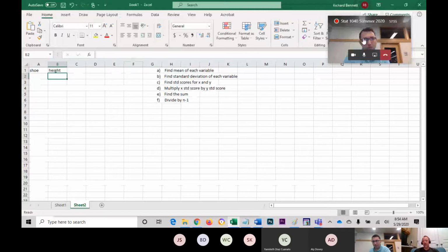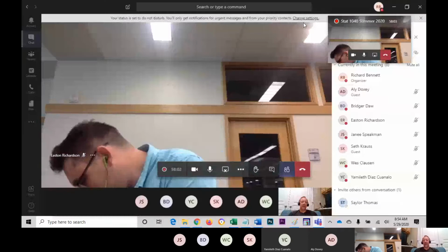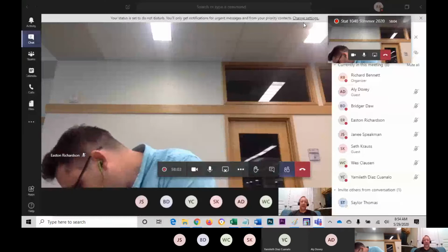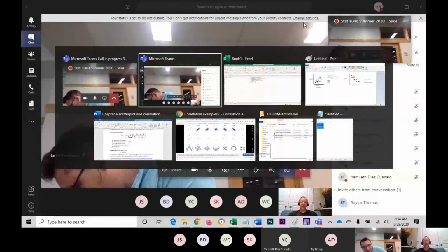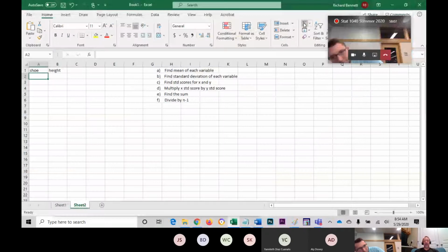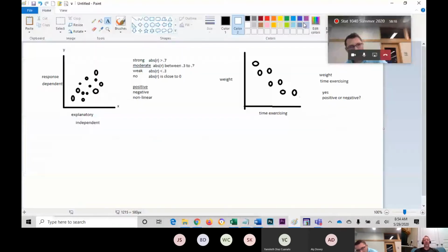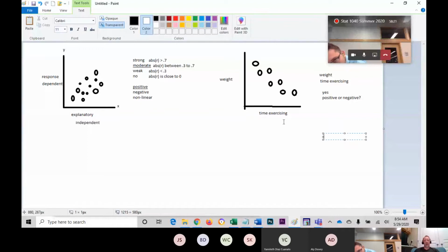1, 2, 3, 4, 5, 6, 7 people here, okay? So what I'd like to do is ask everybody their shoe size and their height, and we're going to try to find out, first of all, is this strongly, moderately, or weakly correlated, or no correlation? In fact, before we do that, one more thing. I'm going to take 2 more variables here, and then we'll talk about this.